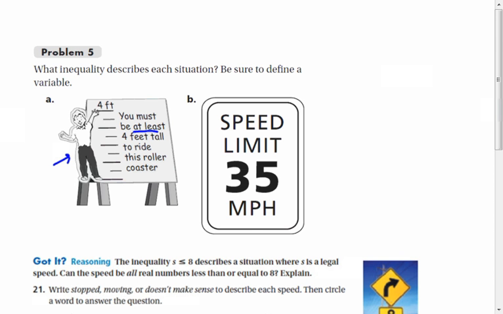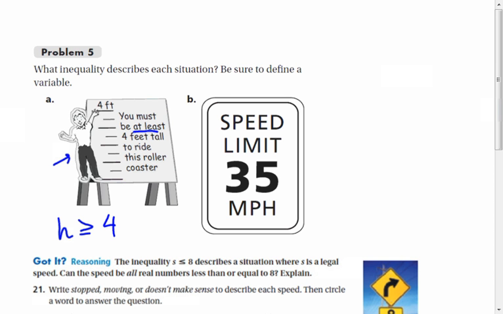So let's choose a variable. Let's choose h to represent your height. And you can be exactly 4 feet. That would be okay, because that's what at least means. 4 feet is at least 4 feet. So any number greater than or equal to 4. You should also think about this. Not all numbers greater than 4 are really solutions. Like nobody's going to be 1,000,000 feet high, but for this situation, we can just say greater than or equal to 4.